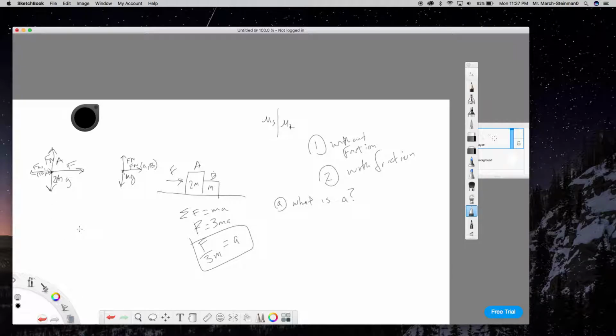So now, let's say I want to find the net force on this object. Well, what would I have to do? Well, I know its acceleration. The acceleration is F over 3m. And I know its mass, which is 2m. So we multiply that by the acceleration to get the net force, which in this case, m is canceled, is 2/3 of the force on the entire system.